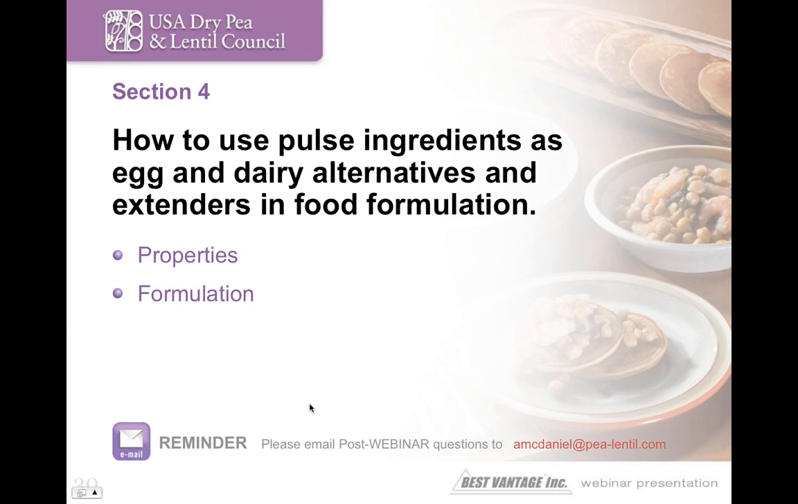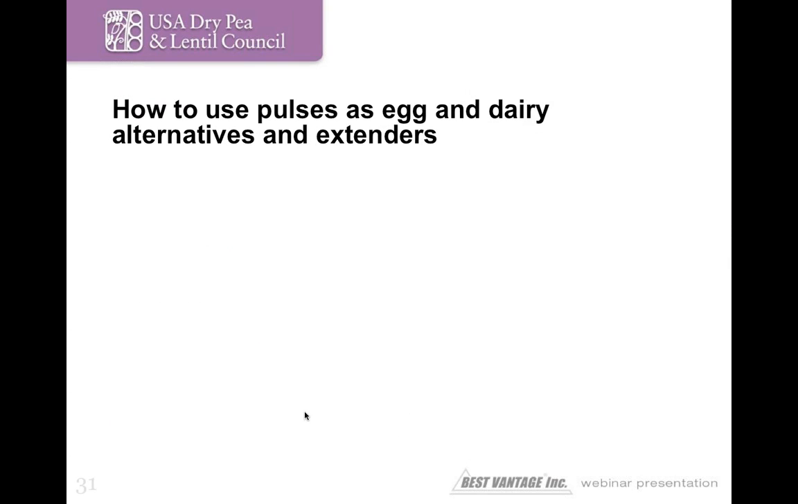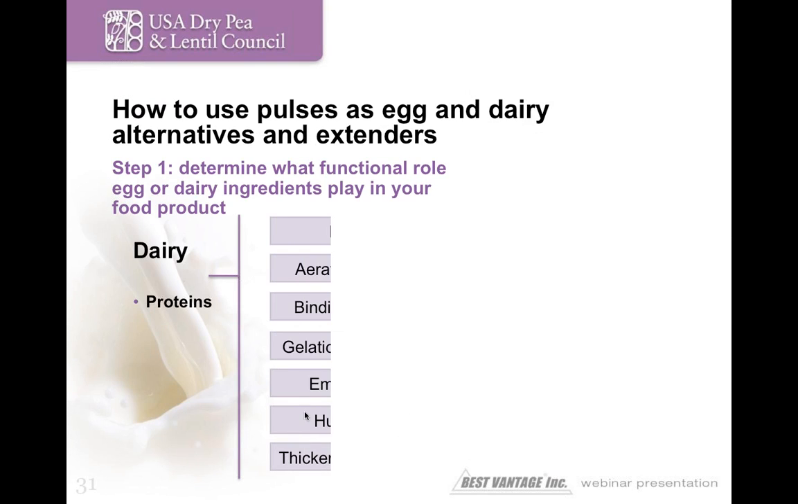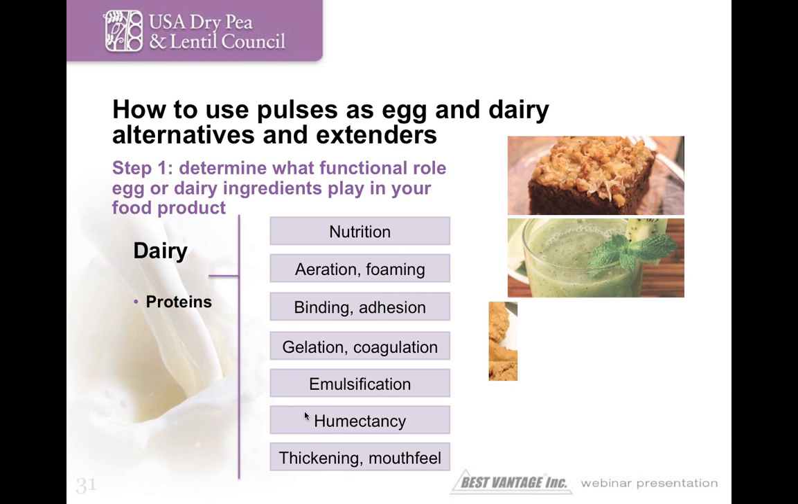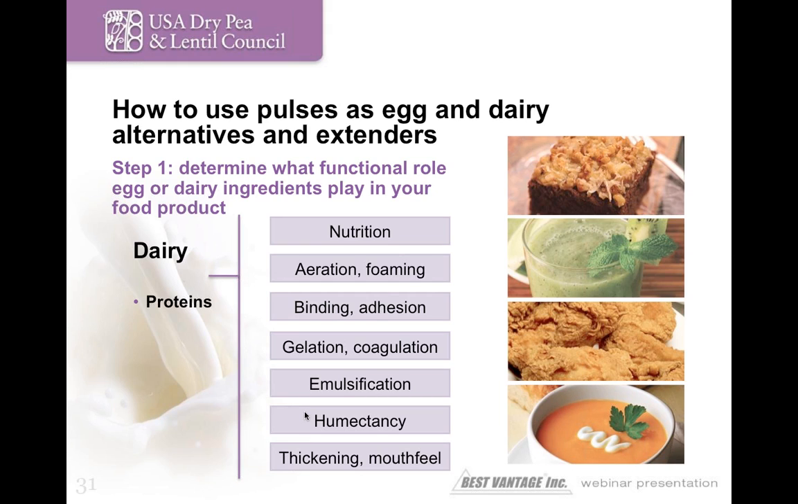In this section, we'll look at properties, we'll look at formulation, cost savings, and specific examples of products in which pulse based ingredients have been used to replace egg or milk functionally. How to use pulses as egg and dairy alternatives and extenders. Well, let's go back to defining the roles of specific dairy and egg ingredients in different foods. Step one, we have to identify what are those functional properties that we want to duplicate using pulses. What is the role of dairy and egg ingredients in your product?